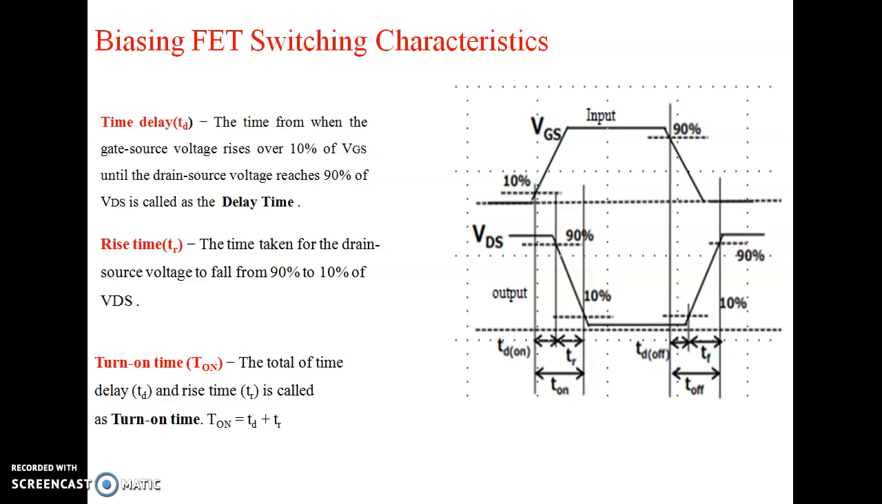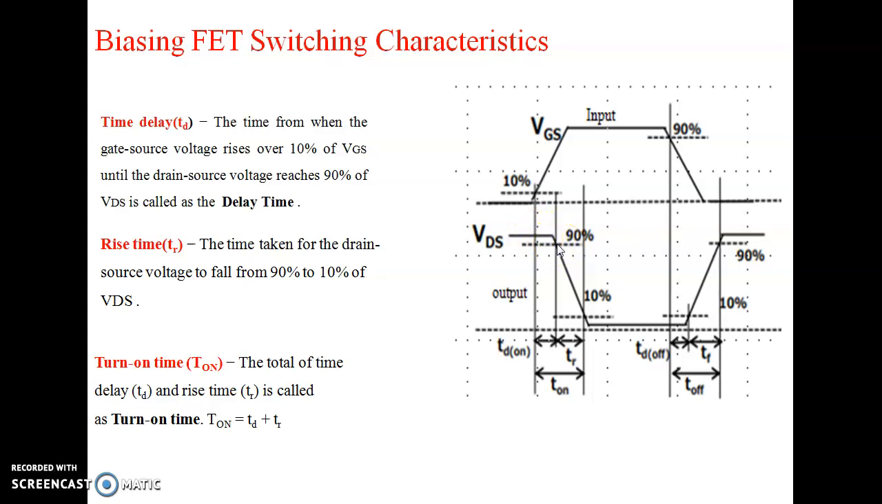Switching characteristics are nothing but this: here this is my input pulse, this is my output pulse. Some of the definitions are referred to in this slide. One is the time delay, TD. This is the time from when the gate source voltage rises to 10% of VGS until the drain source voltage reaches 90%. This is your time delay.